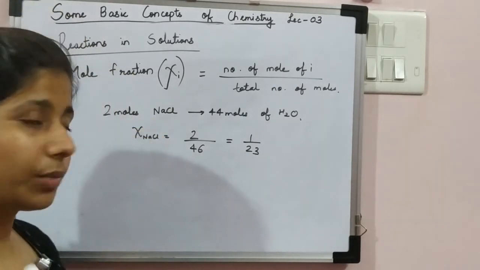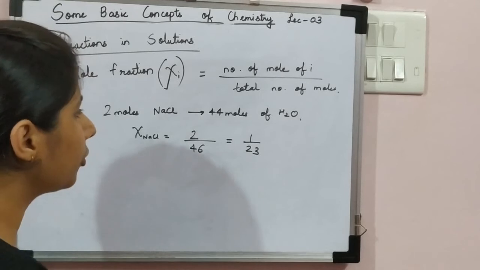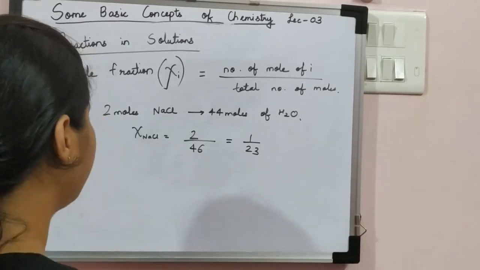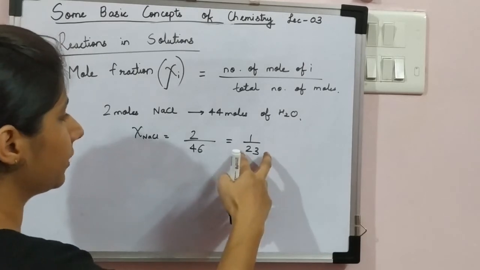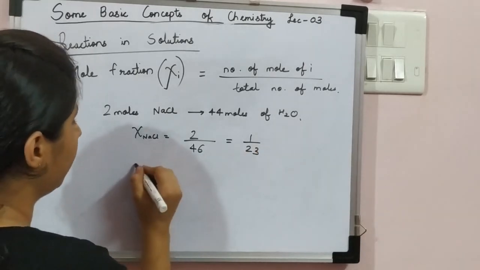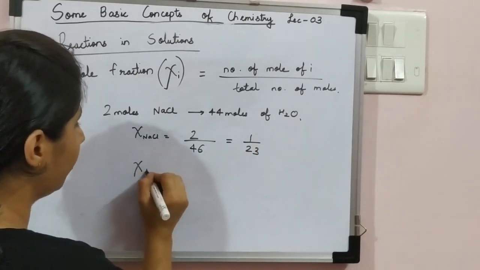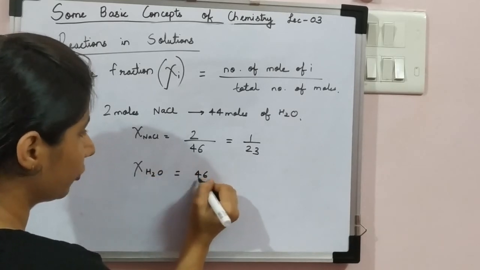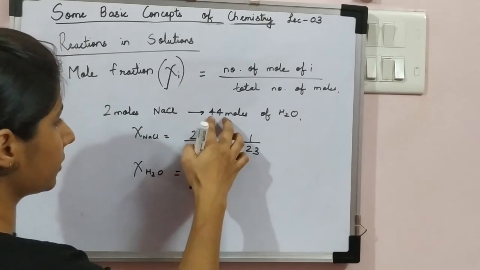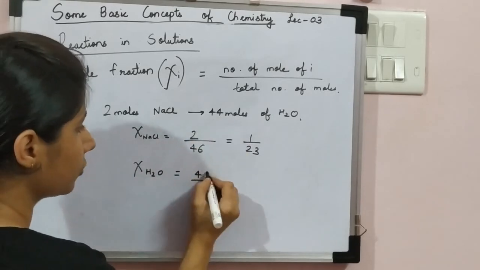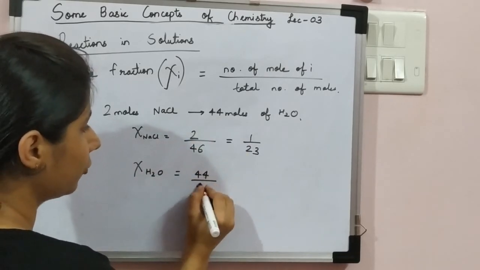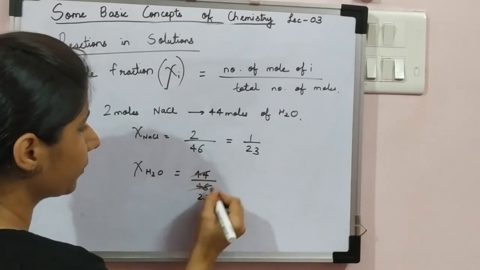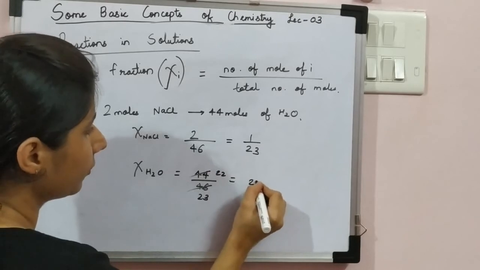So 1 upon 23 is the mole fraction of NaCl, the number of moles of NaCl upon the total number of moles. Now if we calculate the moles of water, the number of moles of water upon total moles. Sorry, 44. So the number of moles of water is 44 upon total number of moles, which is 46. So this comes out to be 22 upon 23.